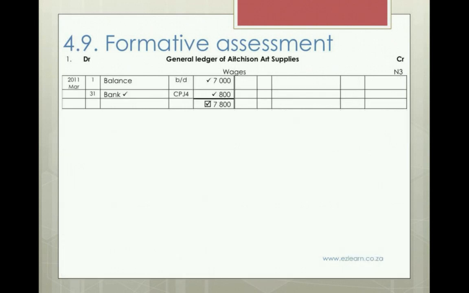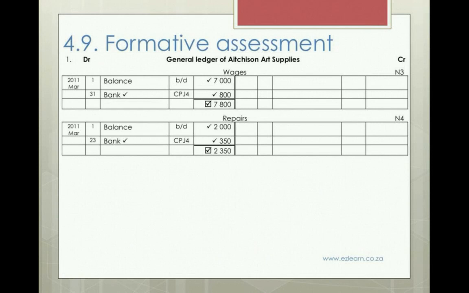The wages account has a debit balance brought down on the 1st of March of 7,000, tick. This is because it's an expense which decreases equity. On the 31st, you would have posted the total from the CPJ, bank, tick, and the amount of 800, tick, both on the debit side. The subtotal should be 7,800 and is worth a method mark.